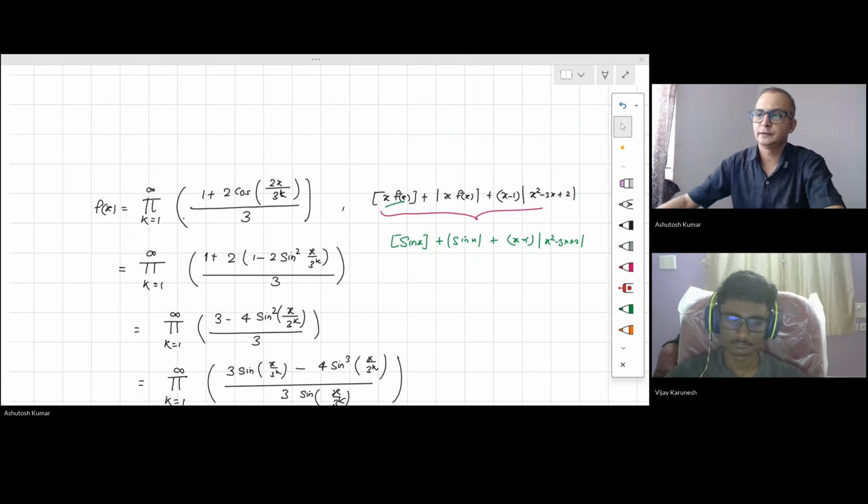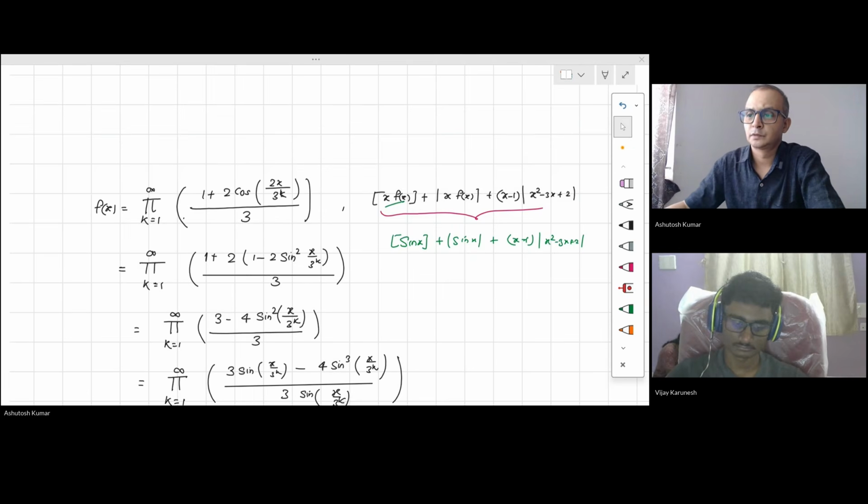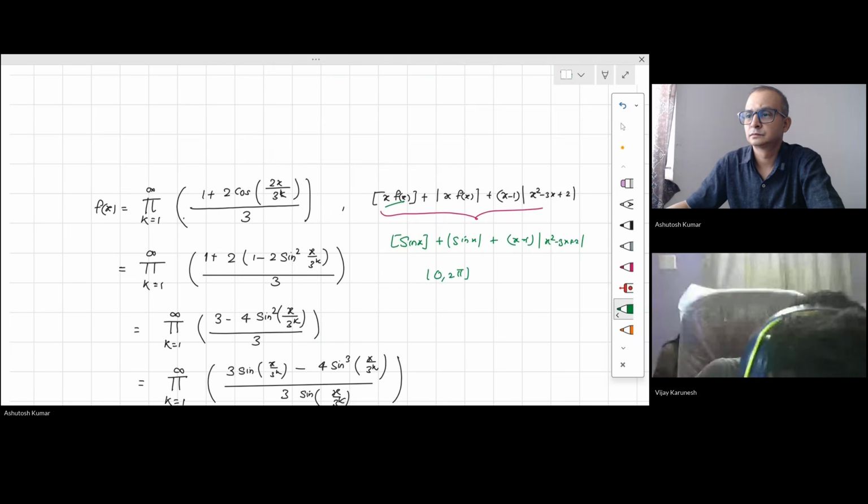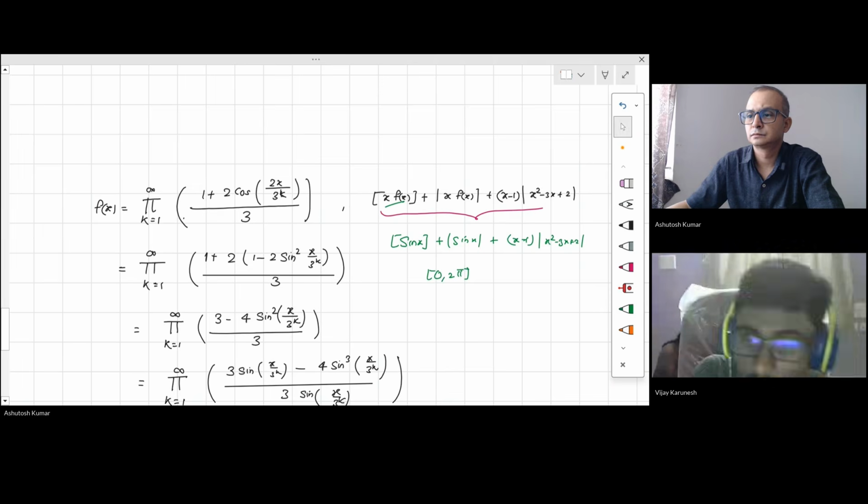And of course, they have given some interval. Let me check what interval they have given. Zero to 2 pi. Otherwise, how do we find the integer? So for 0 to 2 pi, we have to find out the number of points of non-differentiability. So there is no such problem after this, I guess. So please take the notes.